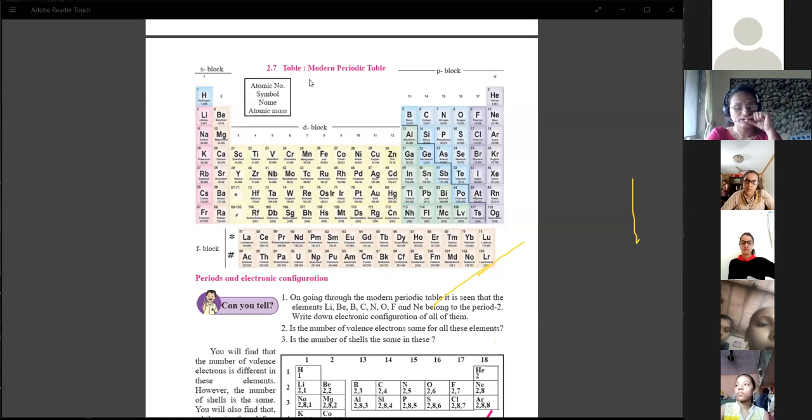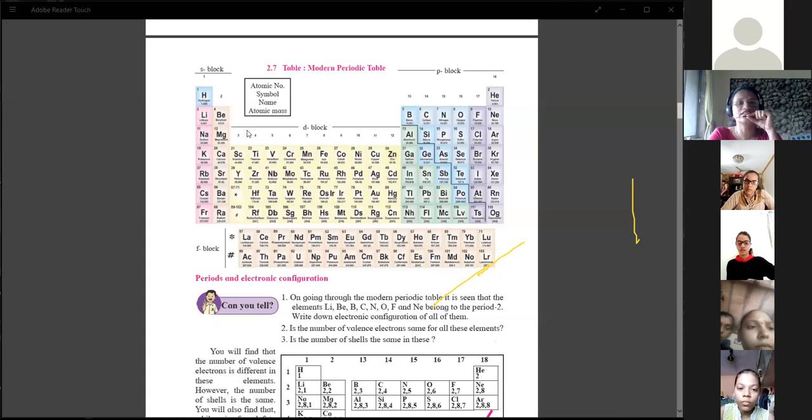Metals and non-metals, the third period. The third period starts from sodium. Which one is the first? Sodium, magnesium, aluminium, silicon, phosphorus, sulfur, chlorine and argon.